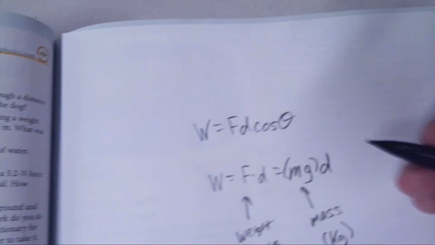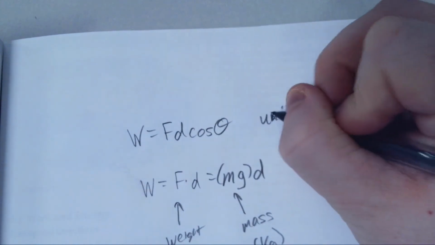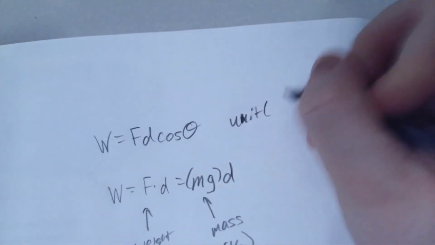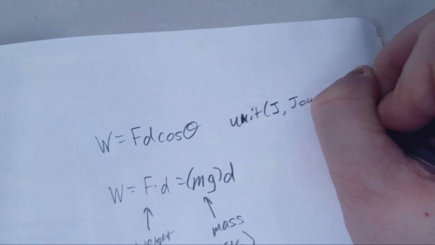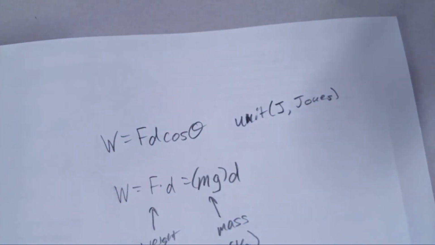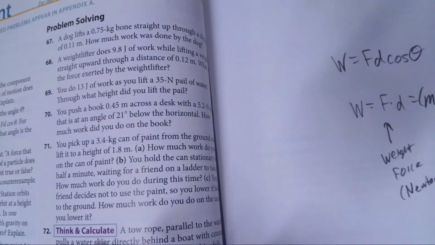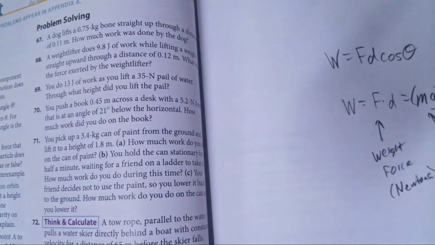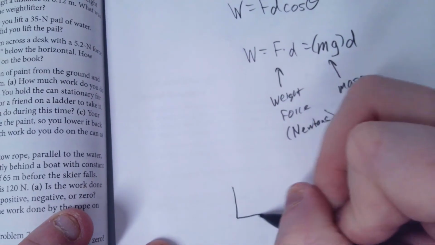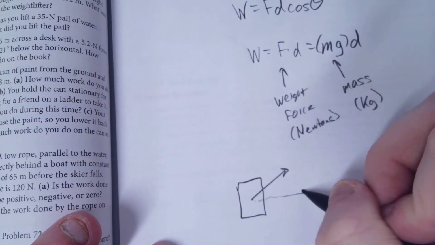By the way, the unit for work is the same as energy. It's going to be J for joules. And it makes sense, if work is how you put energy in or take energy out, that the unit for work would be the same as energy. Another thing I want to mention here, number 70. It's talking about an angle, and it says that the angle is below the horizontal. That doesn't matter as much. Basically we're traveling in this direction.